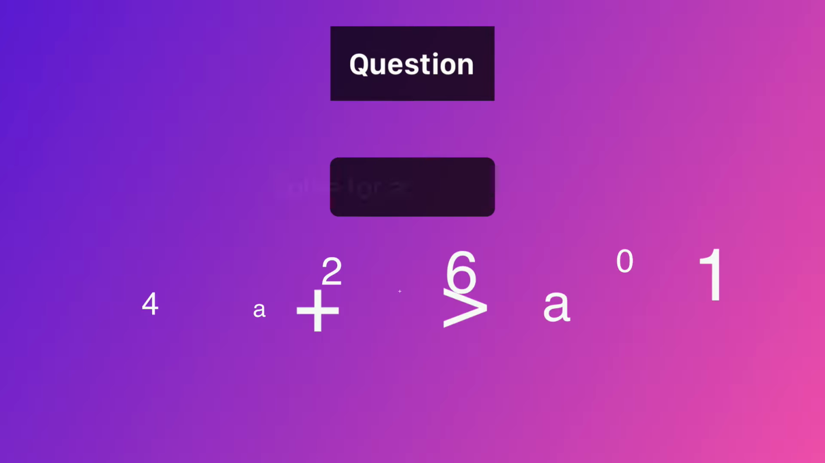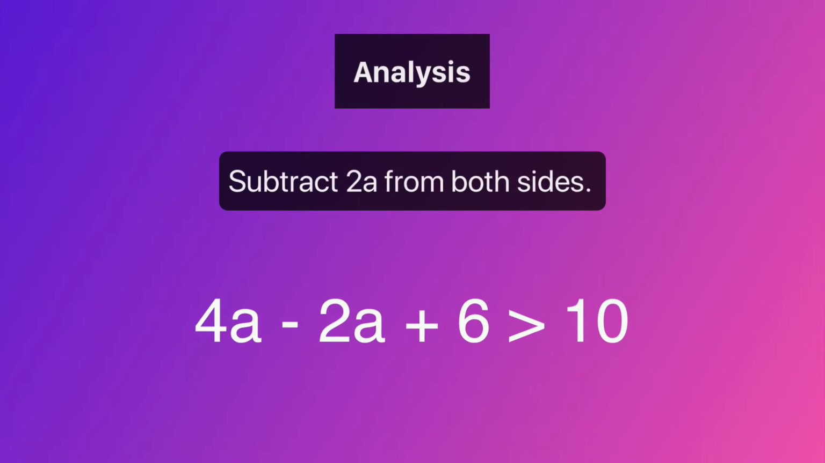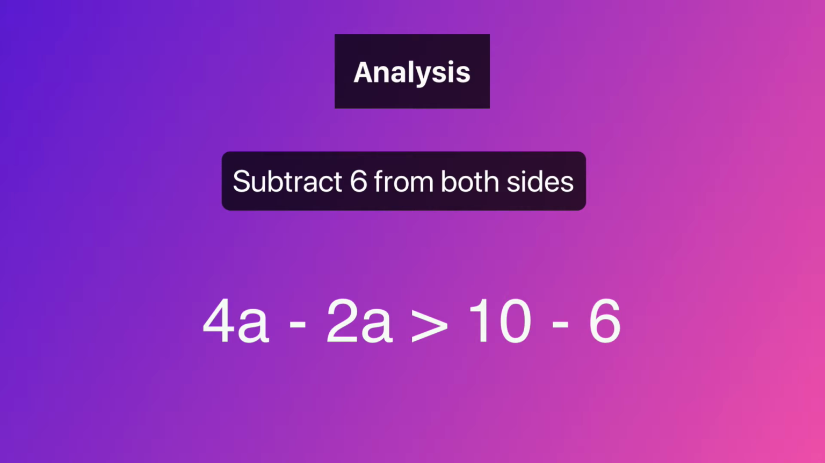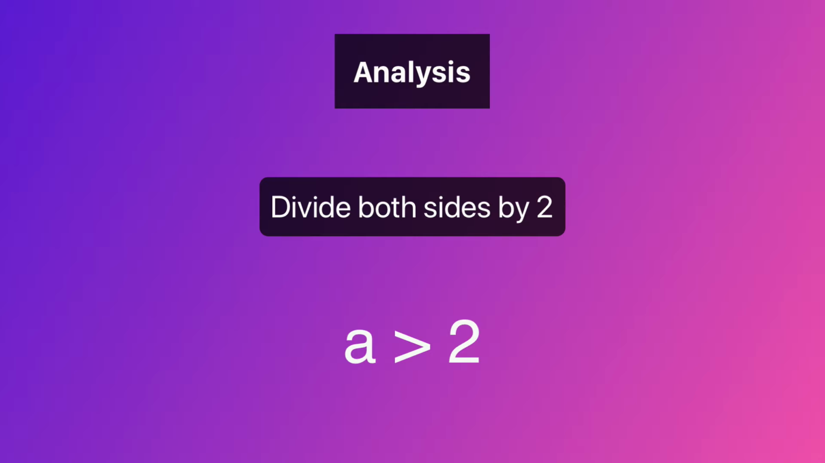Time for an example. Solve for a. 4a plus 6 is greater than 2a plus 10. Subtract 2a from both sides. Now, subtract 6 from both sides. Combine like terms. Divide both sides by 2. Our answer is a is greater than 2.